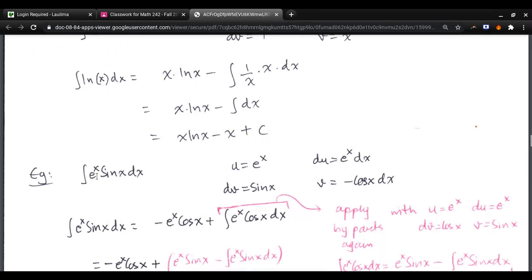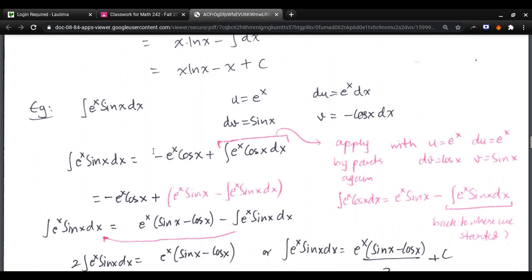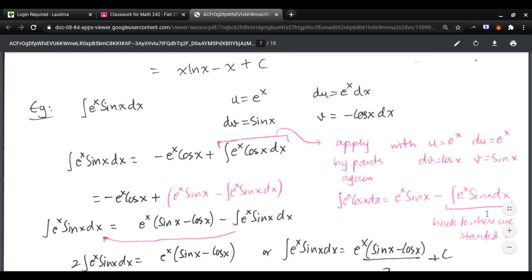This is an important example: the integral of e to the x sine x dx. I start with u as e to the x, so du is e to the x dx, and dv is sine x, and v is negative cosine x. But I end up with the integral of e to the x cosine x dx. So we can apply integration by parts again with u as e to the x and dv as cosine x, and then I'm back to where I started.